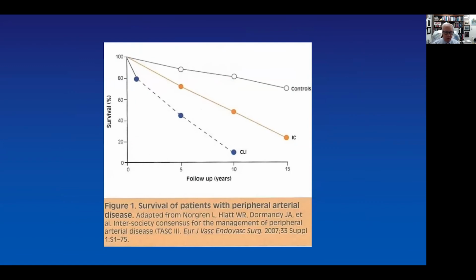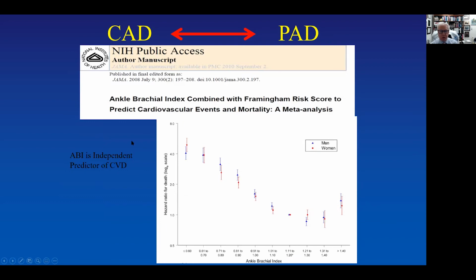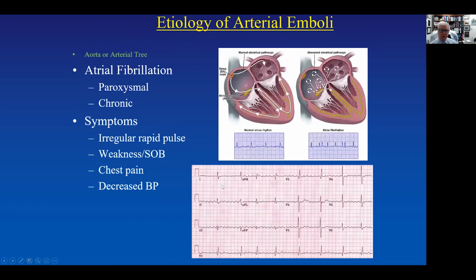Again, we know the survival of patients with peripheral arterial disease is low. If you take someone with critical limb ischemia, a gangrenous wound, or severe claudication, tissue loss, their 5-year or 10-year survival rate is about 5%. So these are sick people, and interventions and identifications early on can do a lot. The ABI, which I mentioned before, correlates very nicely with the Framingham risk score to predict cardiovascular events and mortality.